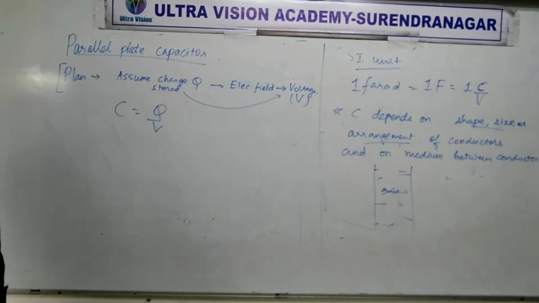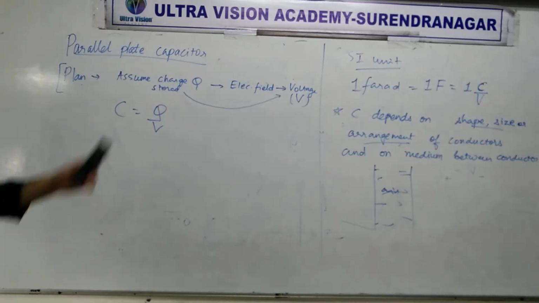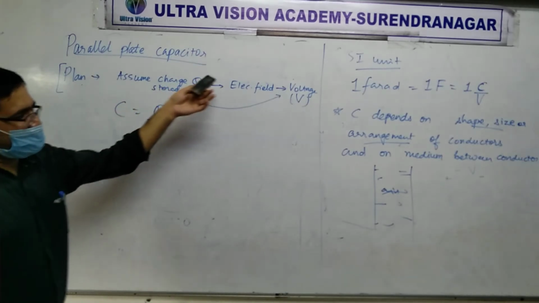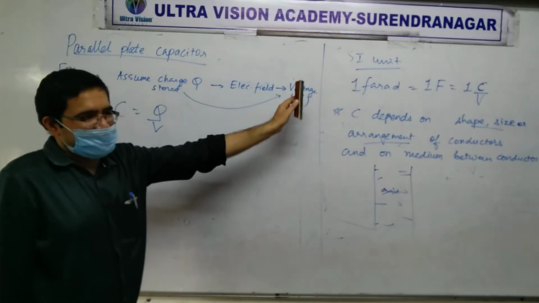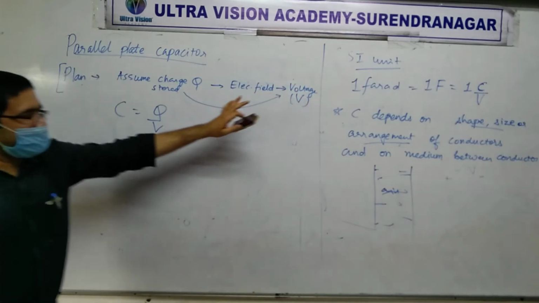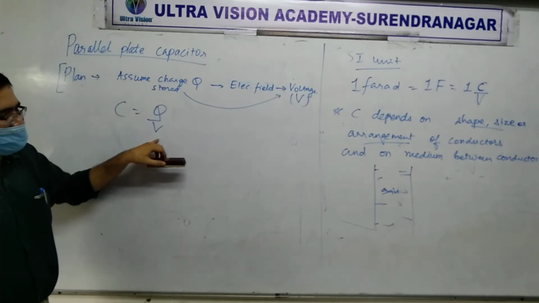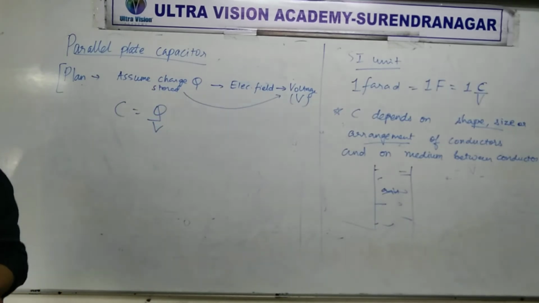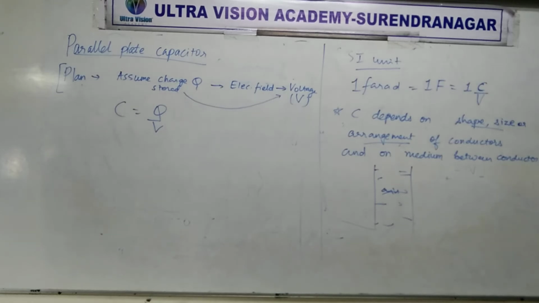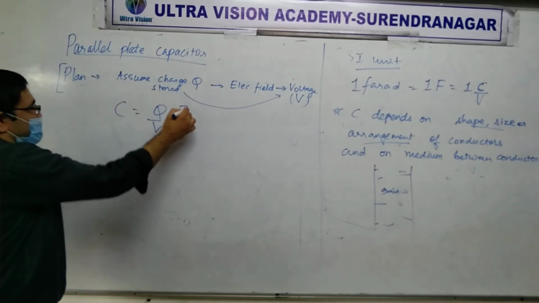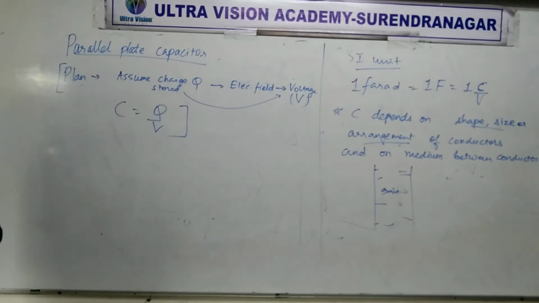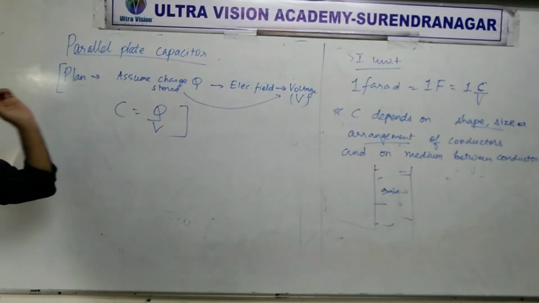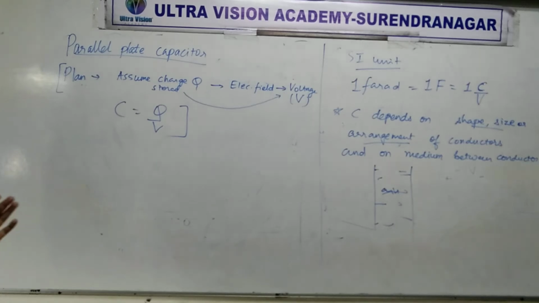Okay. Did you understand? Once you assume Q and then you find the electric field, or somehow you find the voltage, once you get there, you take Q and divide by V, put in the value that came, and simplify. Finish. You have the answer for capacitance. This is a foolproof plan, remember. Whatever shape is given, whatever capacitance is given, it doesn't matter. The answer will come this way. Clear?